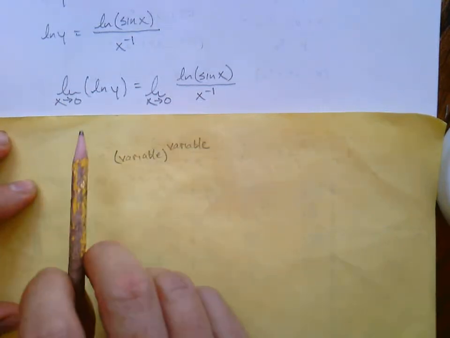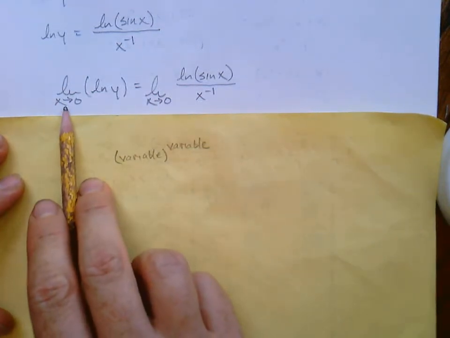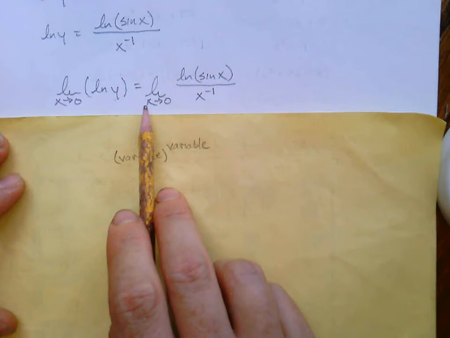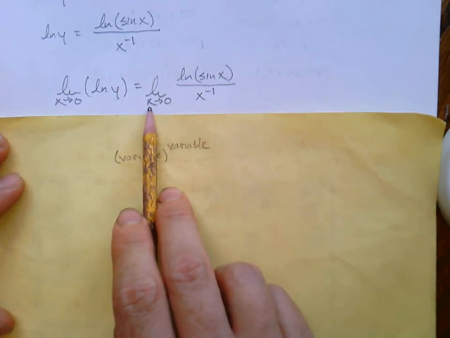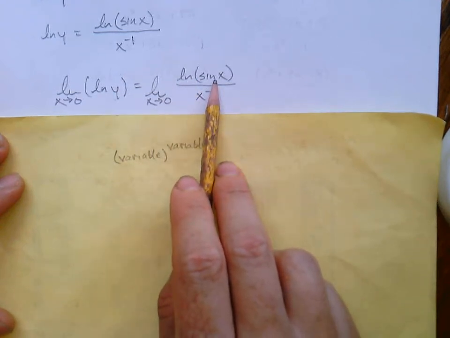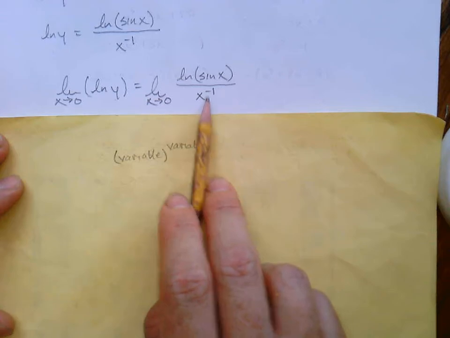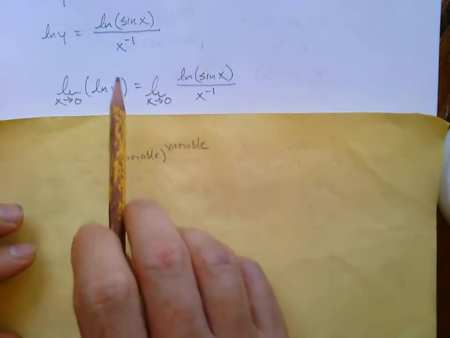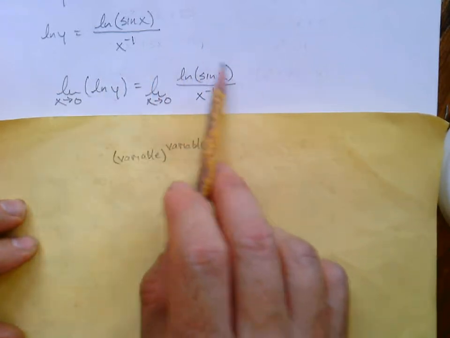So just setting it up, we're taking the limit as x approaches 0 for the natural log of y. Okay. And it's equal to the limit as x approaches 0, natural log sine of x all over x to the negative 1. We haven't done any L'Hopital's rule here yet. We're just setting up. That's what we're going to take the limit of.